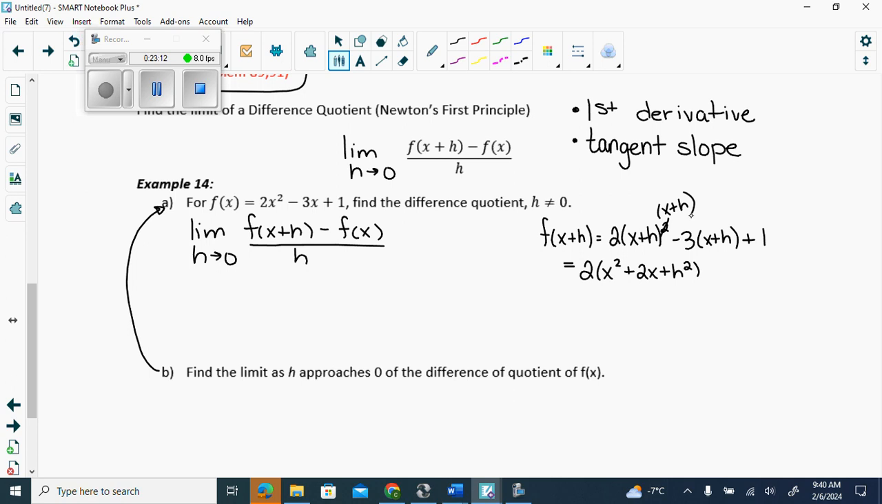Yeah? What question are we doing? Not 14A, right? No, we're doing B. But with the first equation? It's the same thing. It's just doing this difference quotient with the limit as h approaches 0. So I'm just doing the difference quotient with the limit as h approaches 0. Same question. And then minus 3x minus 3h plus 1.